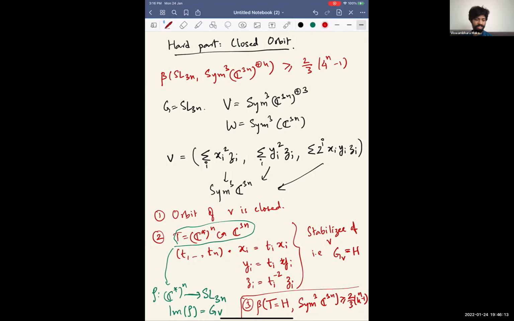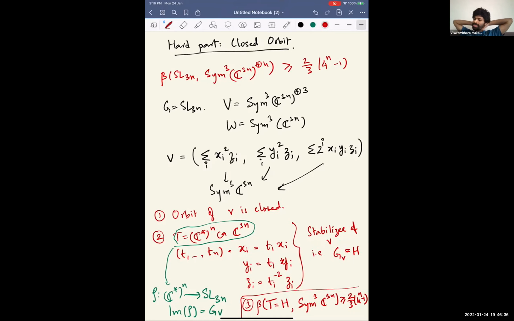So I have to prove that the orbit is closed, and then I also have to somehow compute the stabilizer, right? So the computation of the stabilizer, I'm going to try and tell you in words, kind of as simply as I can. And so it's a bunch of tricks. There's no good algorithm I know to compute the stabilizer. So I'm going to do a bunch of tricks.